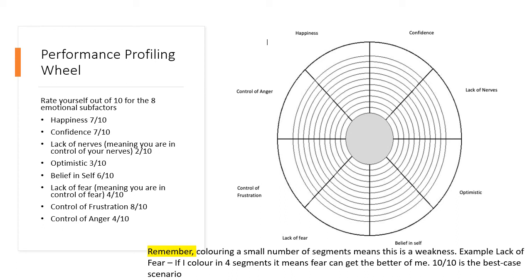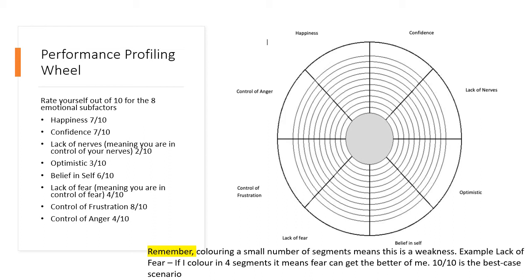Moving on to the performance profiling wheel, this will start to become a little bit repetitive, which is good. You completed this last week, so you'll now be able to start to develop a bank of model answers for this one. I have pasted a performance profiling wheel for the emotional factor, and down the side, you don't need to draw this, I'm just going to ask you to rate yourself out of 10.